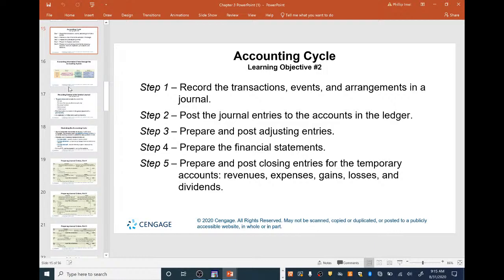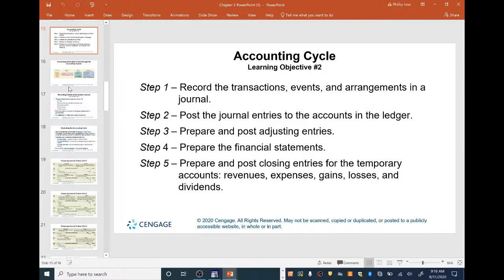Okay, the accounting cycle. This moves on to learning objective number 2, okay? Step 1, record the transactions, events, and arrangements in the journal, okay? So we've established that already. Step 2, post the journal entries to the accounts and the ledger. The third step, prepare and post adjusting entries. We know what the adjusting entries are by this point. Step 4, prepare the financial statements. And step 5, prepare and post closing entries for the temporary accounts.